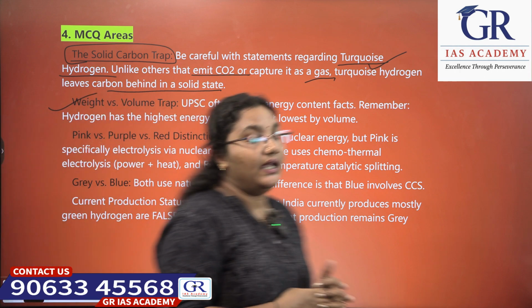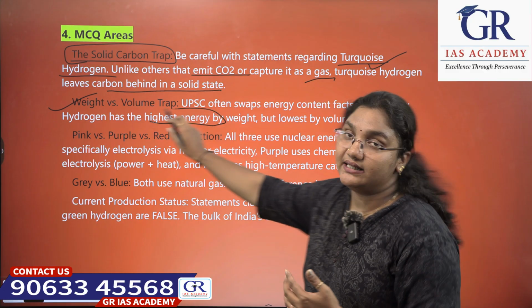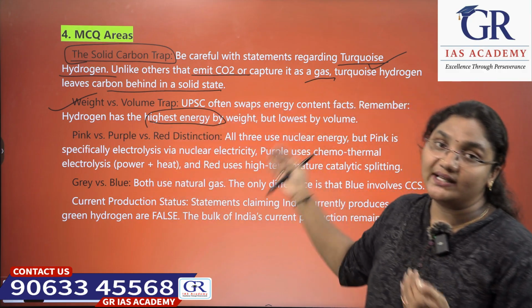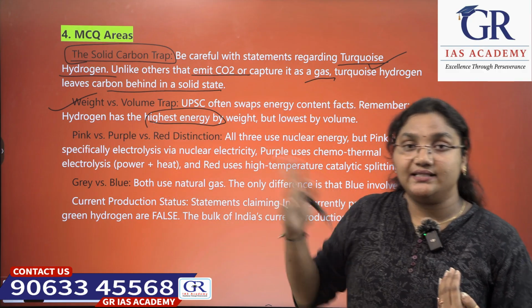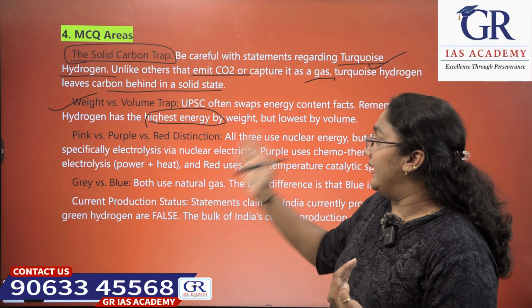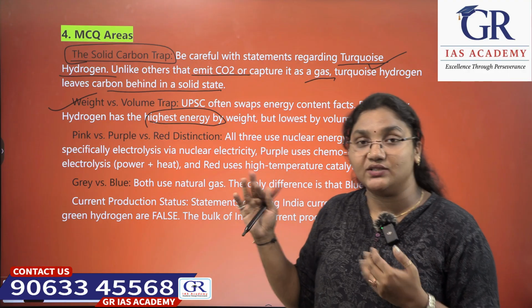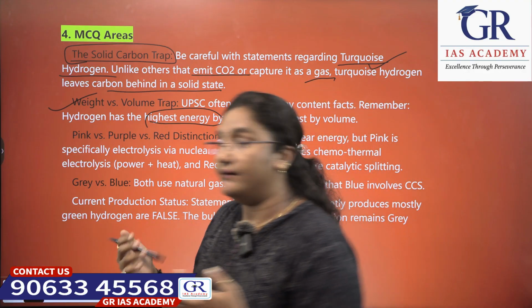The next is the weight versus volume trap. As we discussed earlier, hydrogen has the highest energy by weight and the lowest energy by volume. So the examiner might trick you by shifting the statements, like hydrogen has the lowest energy by weight and the highest energy by volume. This would be the false statement. So have a look at it.